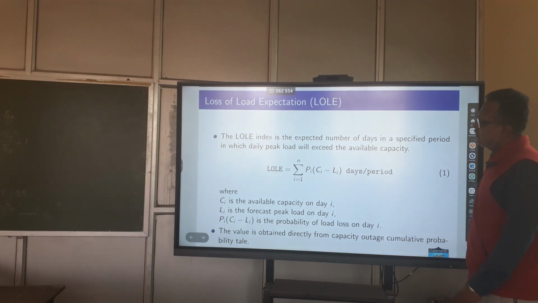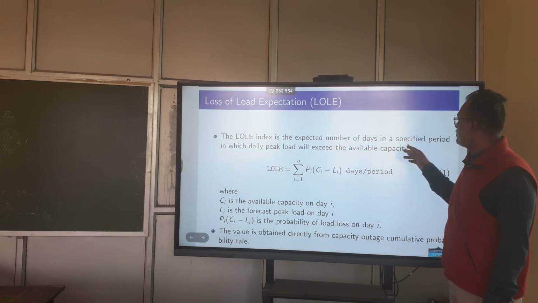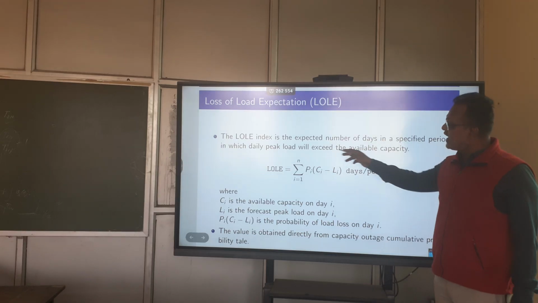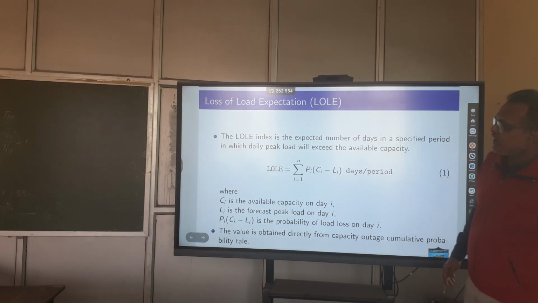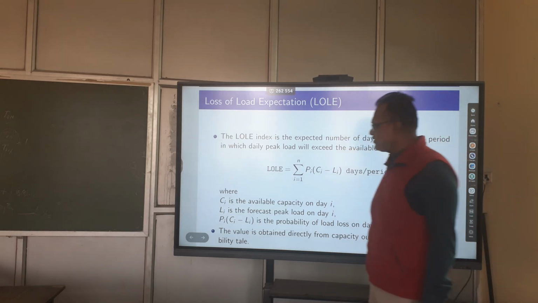Now come to the index. What is the index? The index is known as loss of load expectation. So what is the loss of load index? It is the expected number of days in a specified period in which the daily peak load will exceed the available capacity, and hence loss of load will occur. So write down this formula. This is generally asked as a 2-mark question.